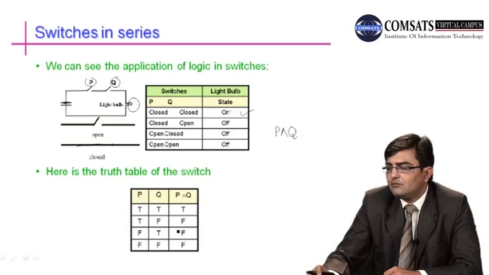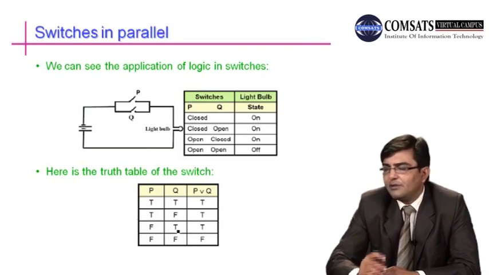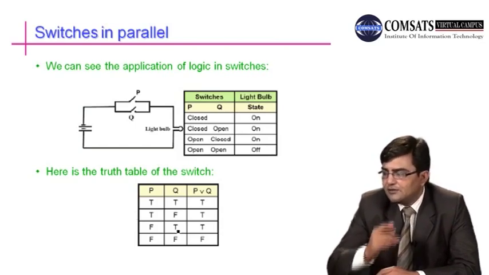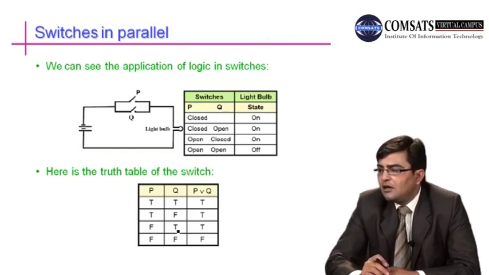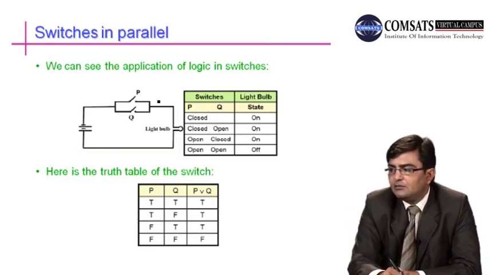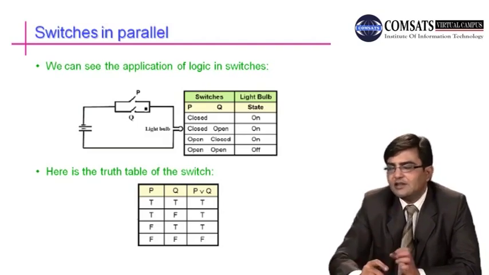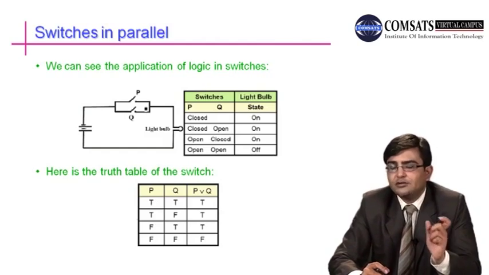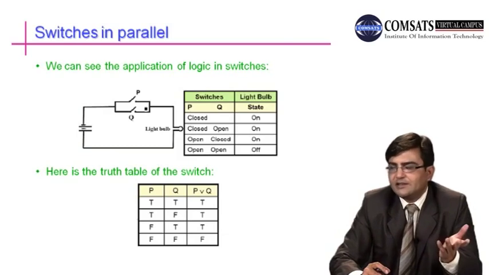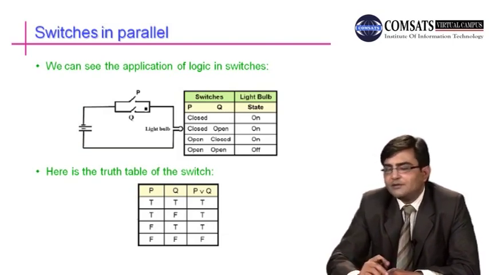Similarly, consider switches in parallel. For example, in the home, usually in kitchens or washrooms, people make two switches, one inside and one outside. So this is an example of switches in parallel, with two switches P and Q, and it is an example of the OR logic gate. As I have told, it usually happens in kitchens. When you enter the kitchen, there is a button outside to turn on the bulb, and there is also a button inside the kitchen, so that you can turn on the bulb from inside and outside.